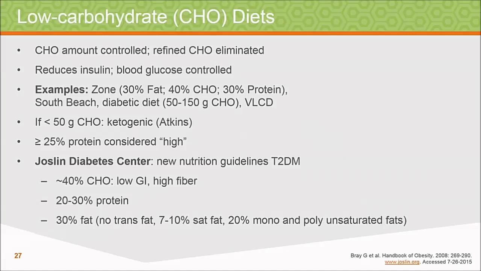But carbohydrate amounts controlled, refined carbohydrates eliminated, lowers insulin, zone, South Beach, diabetic diet, very low calorie diets. Remember, if the carbs are getting below 50 grams, it's going to be a ketogenic diet. I've seen different numbers reported on that. I've seen less than 70 grams as a ketogenic diet. And in the old style ketogenic diets, we'd go as low as 20 or 25 grams. I don't do that anymore because of a study I'll show you in a couple slides. But typically less than 50 grams, they're going to be in ketosis. And if more than 25% of your total calories is from protein, we would call that a high protein diet. Guidelines from the Joslin Diabetes Center.